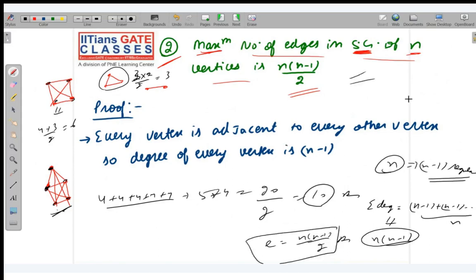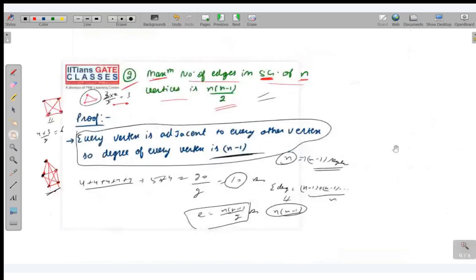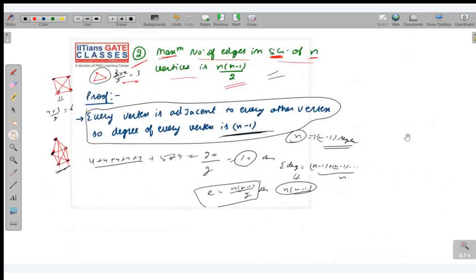Is it okay? Yes, sir. So I have written here also every vertex is adjacent to every other vertex. So degree of every vertex will be n minus 1. So let me put everything on one slide. Take snapshot. I will jump to the next slide.